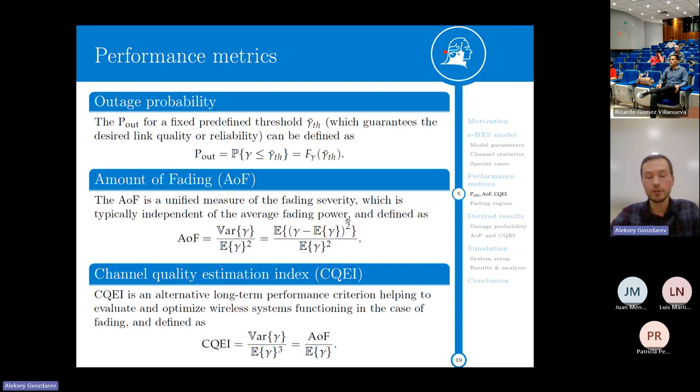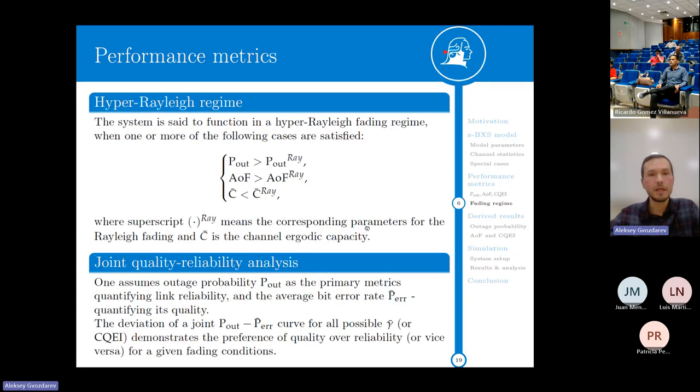Moreover, not long ago, an alternative long-term performance metric, the channel quality estimation index, was proposed for wireless system evaluation and optimization. The combination of outage probability and the amount of fading helps to quantify the fading regime that the channel exhibits, defining the so-called hyper-Rayleigh modes of the channel, meaning that if the corresponding parameter, outage probability, amount of fading or ergodic capacity, is worse than that for the Rayleigh channel, the channel undergoes weak, strong or full hyper-Rayleigh fading.